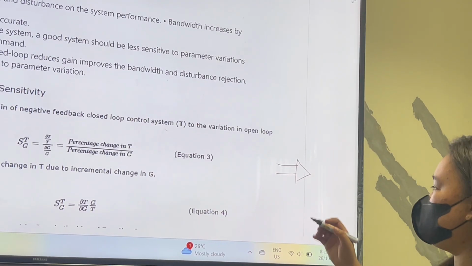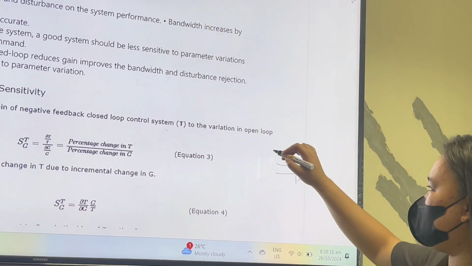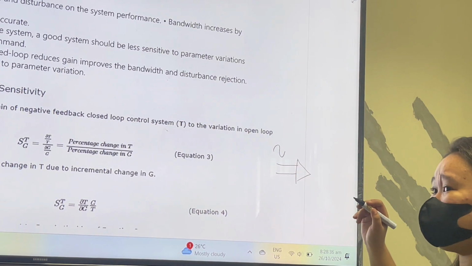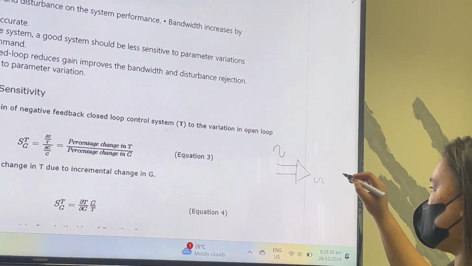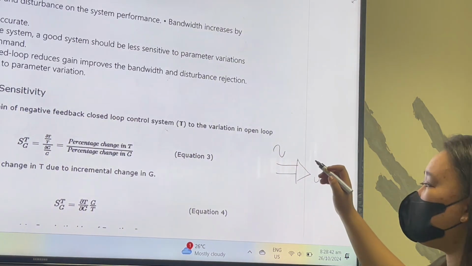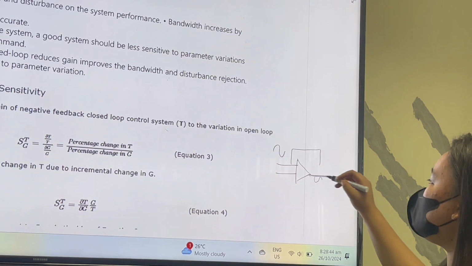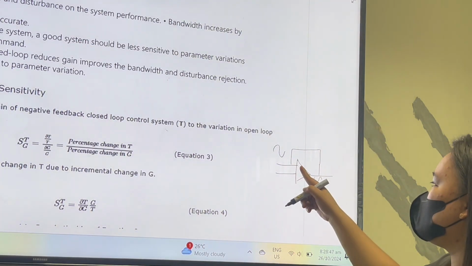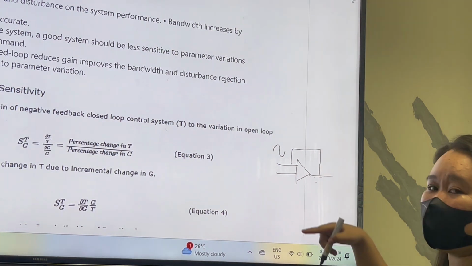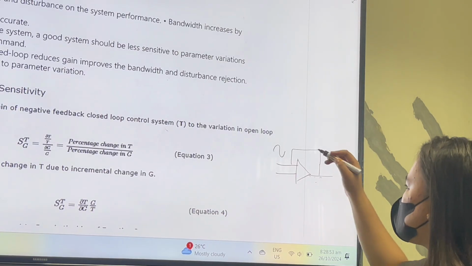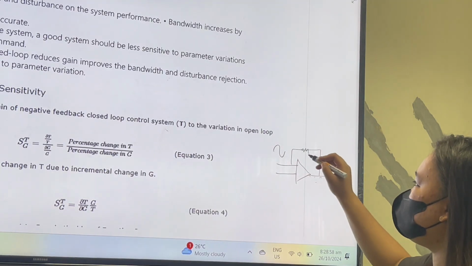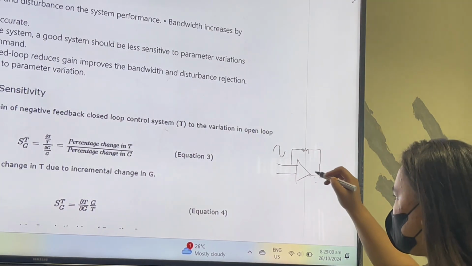For example, class, take an inverting amplifier. The output is fed back through the feedback path with respect to our resistor, and because of this feedback path, it comes back inverted.